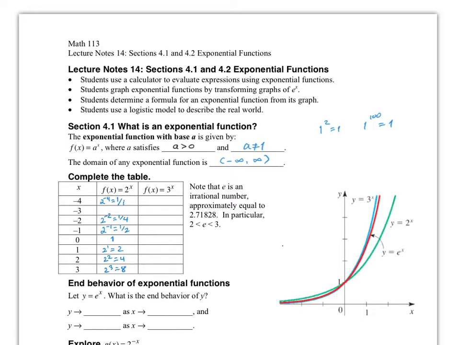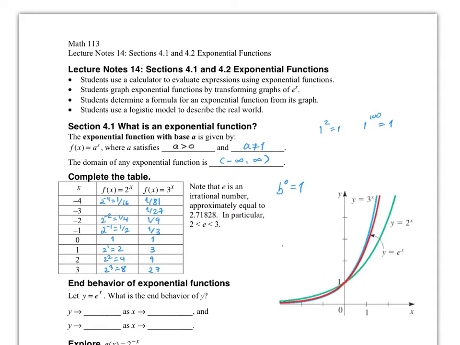Okay. Same thing for 3. 3 to the 0 power is 1. Remember, anything to the 0 power is equal to 1. This will be 3. This will be 9, 27. And then it will be 1/3, 1/9, 1/27, and 1/81. So notice the pattern. If the exponent is positive, you get this. Negative, you get 1 over that.